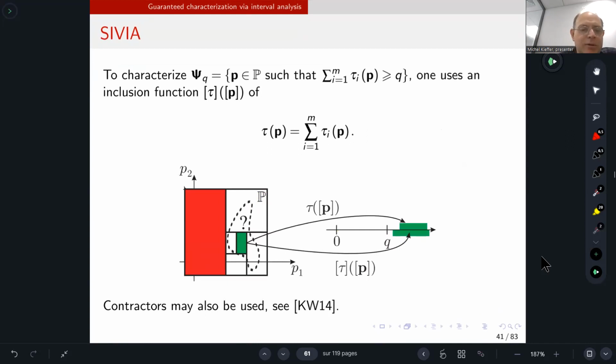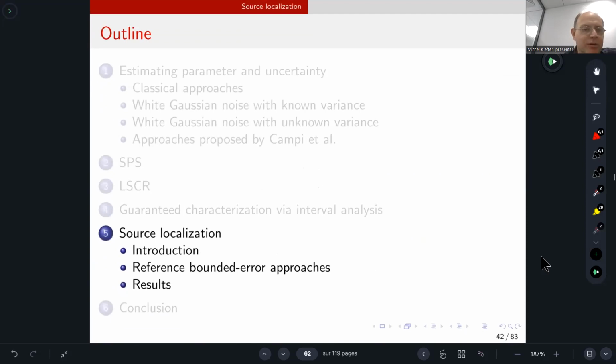And here you obtain a green box because all values are larger than Q, so all points here belong to your confidence region. So this is the main result. Now I can either stop here or quickly go through the source localization problem.